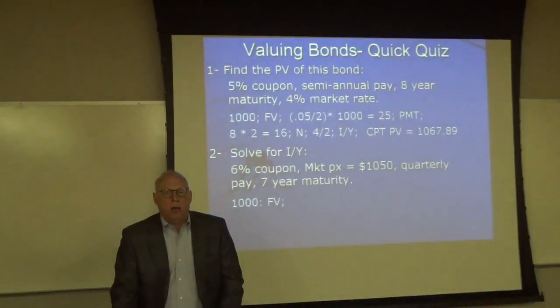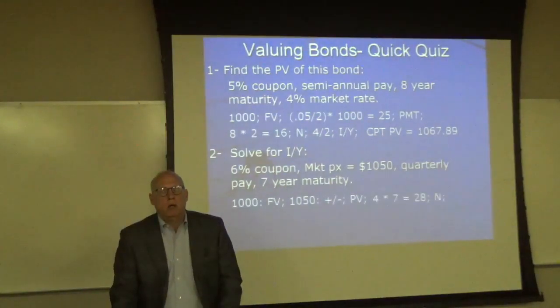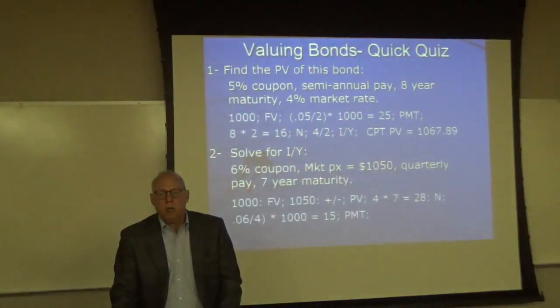All right, so 1,000 is our future value. 1,050 plus minus is our present value. So we have a 7-year maturity, payable quarterly. 7 times 4, 28 is our N. We have our coupon rate of 6% divided by 4 times a year, so that'd be 1.5% times 1,000. 15 is the payment we receive.